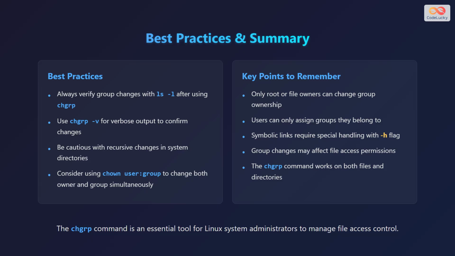Here are some key points to remember about the chgrp command. Only root or the file owners can change the group ownership of a file. Users can only assign groups that they belong to. Symbolic links require special handling with the -h flag to modify the link itself rather than the target file. Group changes may affect file access permissions, so ensure that you understand the implications of your changes. The chgrp command works on both files and directories, making it a versatile tool for managing file permissions. The chgrp command is an essential tool for Linux system administrators to manage file access control, ensuring system security and proper organization.